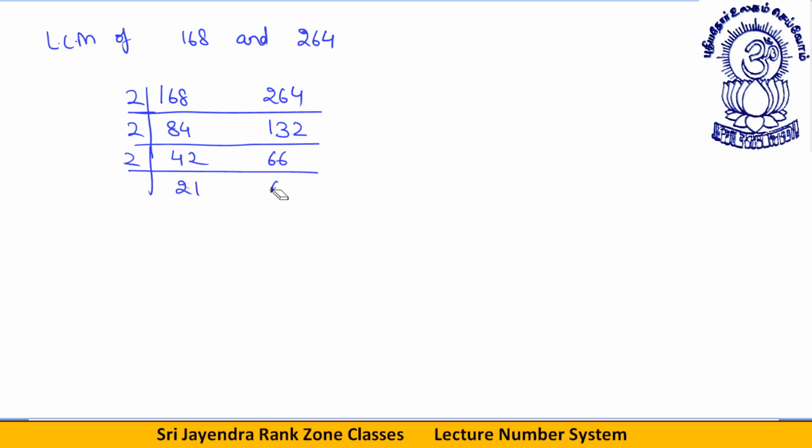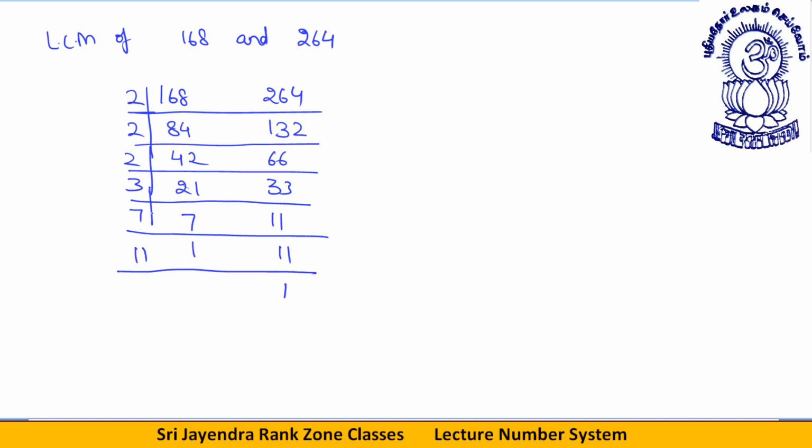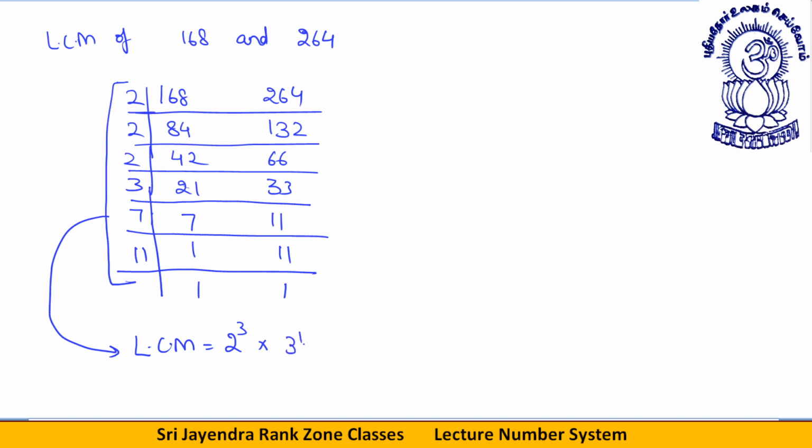21, 33. Now both of them are divisible by 3. 7, 11. 7, 1, 11. 11, 1. So now what's happening is, everything has reached 1. So what will be the LCM this way? The LCM will be 2 raised to power 3, 3 raised to power 1, 7 raised to power 1, 11 raised to power 1.